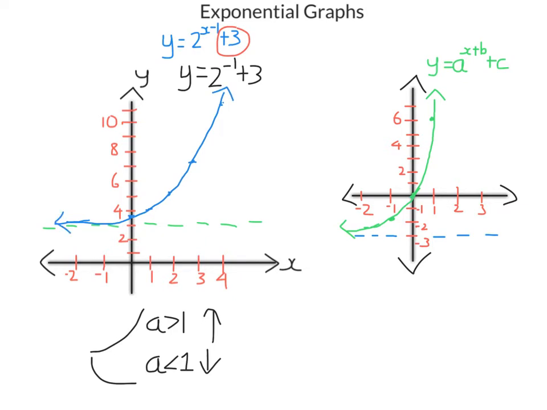All right, let's look at this graph here. So now we're going to do the opposite. We're going to find the equation of this graph. So we know that an exponential function has this form. I just need to find a, b, and c.